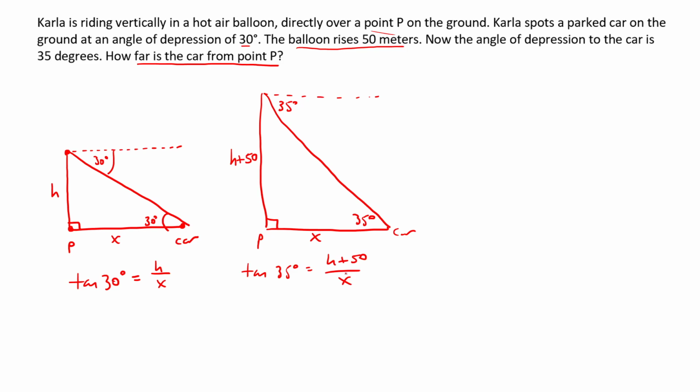What I have is a system of equations with two variables. And you've worked with those a lot, right? Since Algebra 1, you know you can substitute when you have a system of equations. So let's do that. Why don't we get x by itself? Or let's get h by itself. All right, so if I multiply both sides by x here, I get x times tan 30. Tan 30 is just a decimal, right? So let's just type that in our calculator. So tan of 30 is about 0.577.